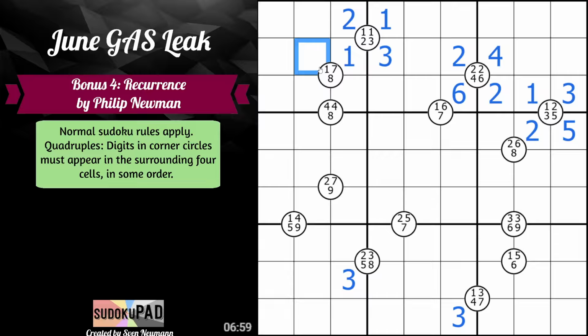Could this be 8 here? Why not? 7, 4, 4, 8. Looks good to me. 4 will go in one of these two cells. Staring across and right now not doing much of anything. Ah, 4. 4 gives us 4 here.